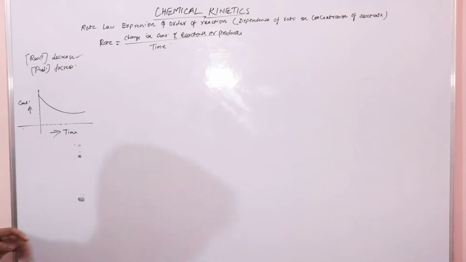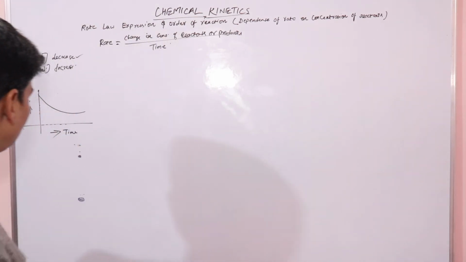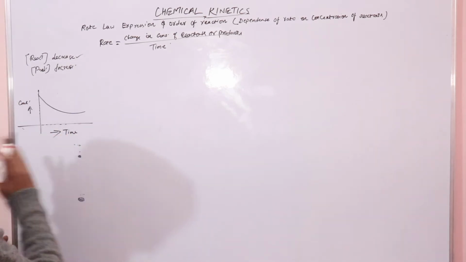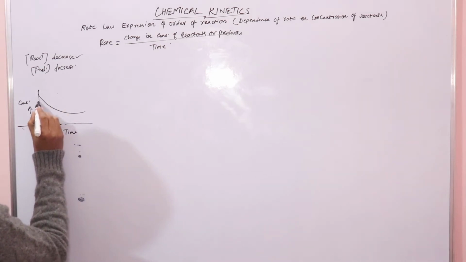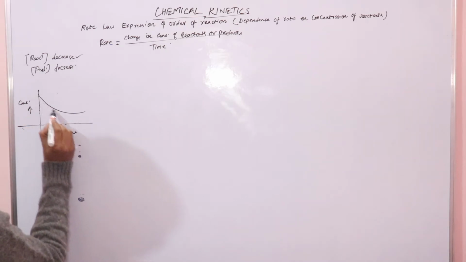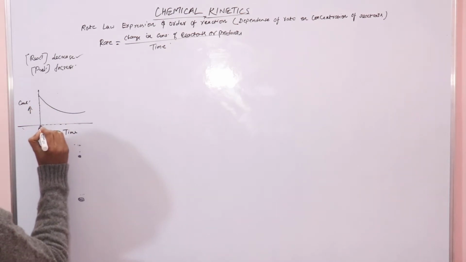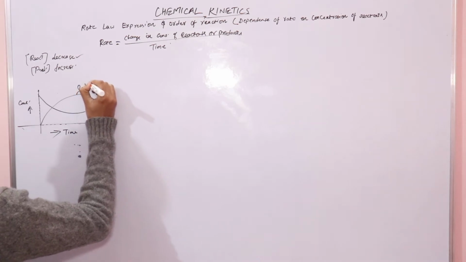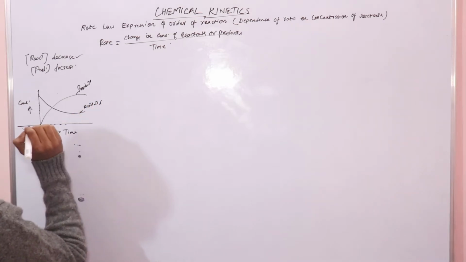Similarly for products, since the concentration of product increases with time, this is how it will look. If I move towards the right, towards increasing time, the concentration of product will go up, right? Like here the concentration of reactant was coming down, so this is how the graph will look. If the concentration of products goes up, this is how the graph will look, right? So this is for products and this is for reactants.